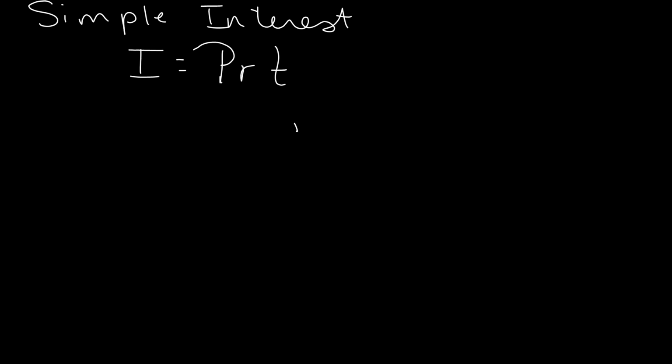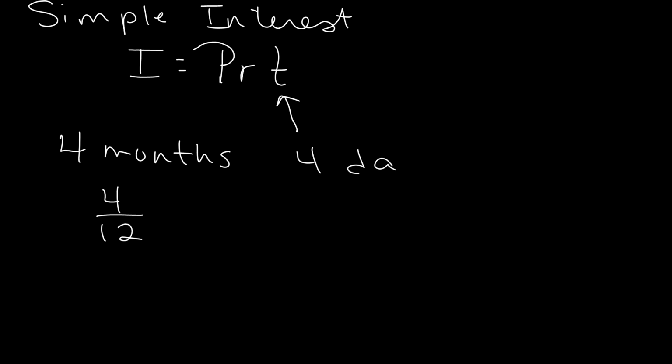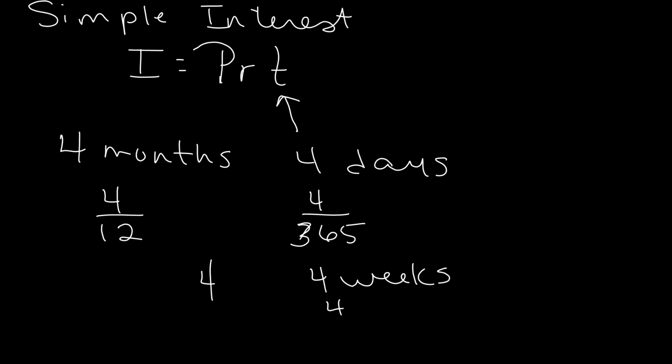Now the time may be the only thing that may give you guys problems because it must be in years. So if I say 4 months, and I know that there are 12 months in a year, I would put 4/12 in there. If I said 4 days, and I know that there are 365 days in a year, I would put 4/365 in there. If I say 4 years, I just put a 4 in there. If I say 4 weeks, there are 52 weeks in a year, so I would say 4 out of 52, like that. And that's what I would put in there.